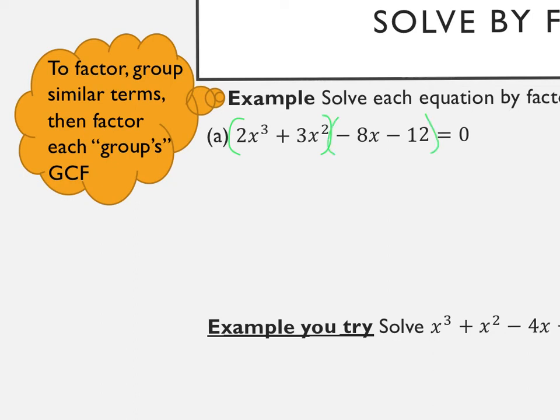Now I'm going to ask myself, what do the first 2 terms have in common? Well, they have an x squared. So I'm going to factor that out. We know 2x cubed divided by x squared is 2x, and 3x squared divided by x squared is plus 3.